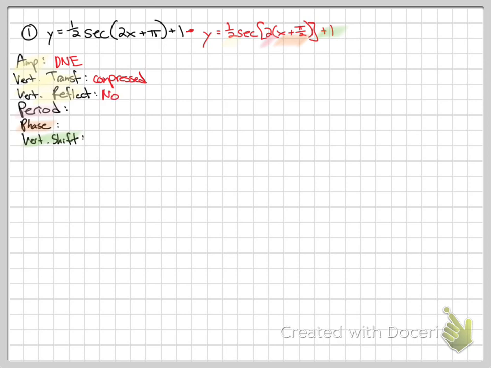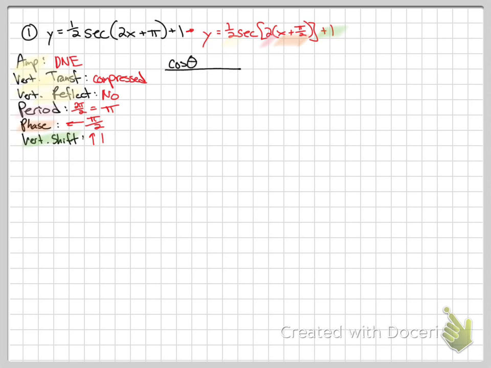Period, just like cosine and sine, it's 2 pi divided by b, so 2 pi over 2, which is going to be pi. Phase shift, it's going to be left pi over 2, because opposite the parentheses, and vertical shift up 1. To get going, we need the cosine table and the cosine graph first.